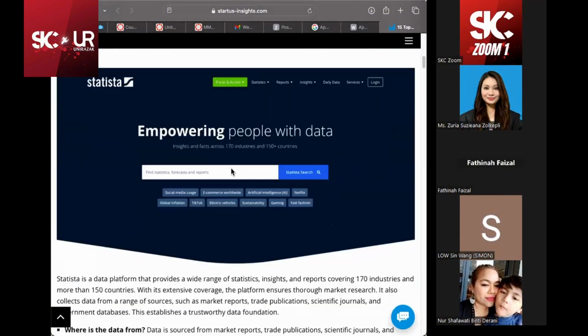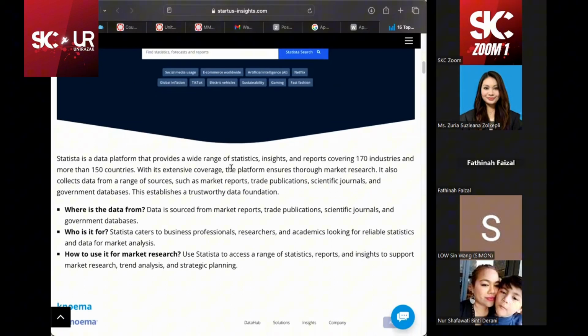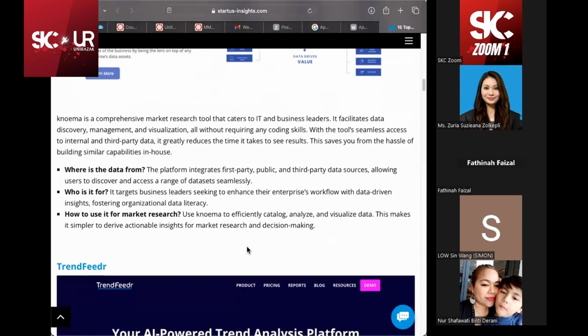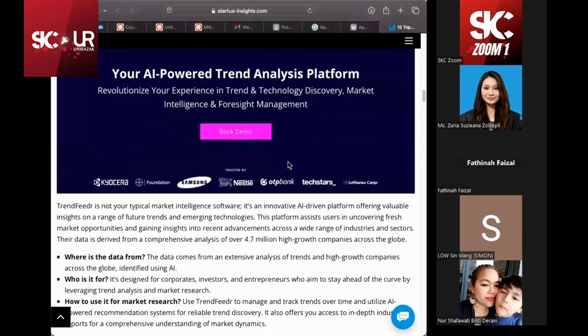So we have Statista. What they do is provide a wide range of statistics covering 170 industries. The data comes from market reports, trade publications, scientific journals, and government databases, for business professionals and academics to do market analysis. And then we have this one, to cater to IT and business leaders, for data discovery, management, and visualization. All right.